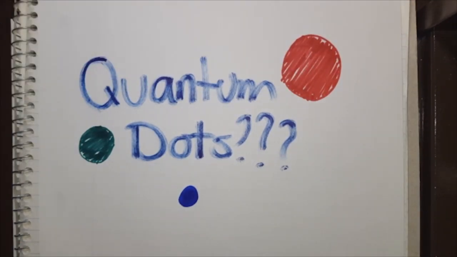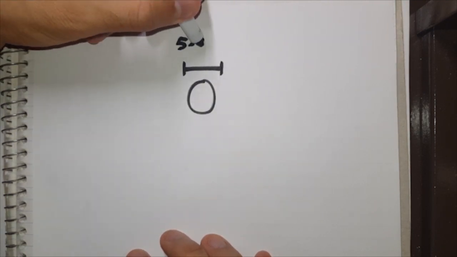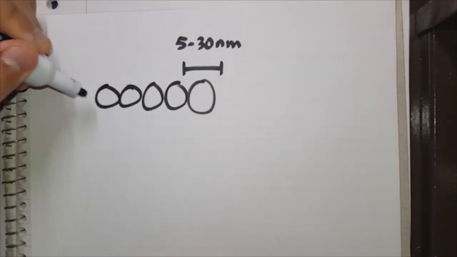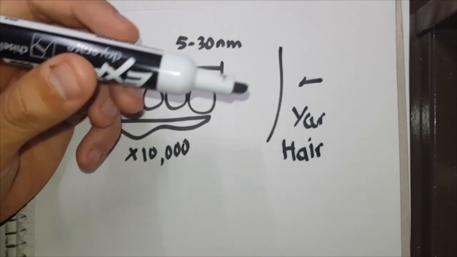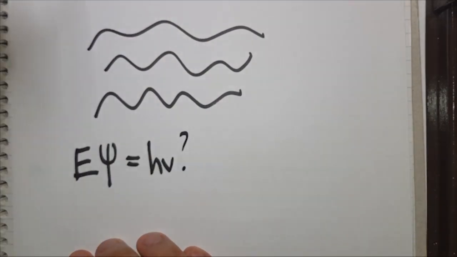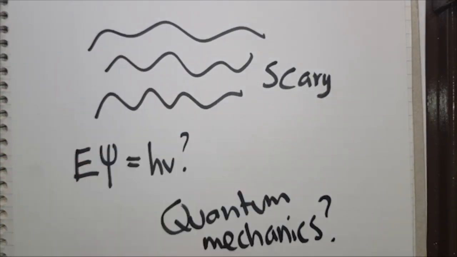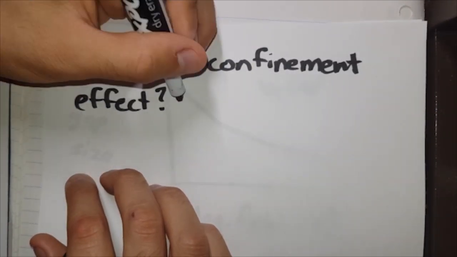Quantum dots are small semiconductor crystals. The main property of these crystals is that they are barely a few nanometers in size. That is about 10,000 times smaller than the average hair diameter. This means that quantum mechanics plays a major role in explaining the behavior of these crystals. Making quantum dots in a lab is possible due to the quantum confinement effect.